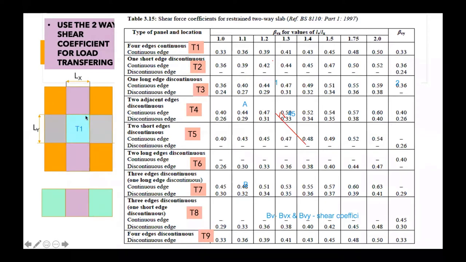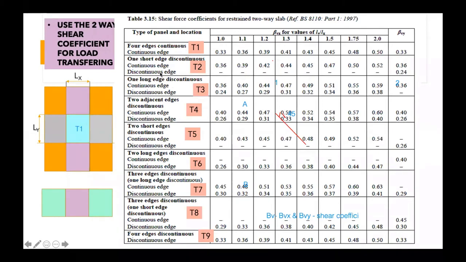So all the sides are continuous. Why continuous? Because this is slab, this is also slab, meaning that the side is continuous. Slab and slab. For this beam, this is continuous because we have a slab here and we also have a slab here. So therefore, the four edges are now continuous, so the type is P1 here.